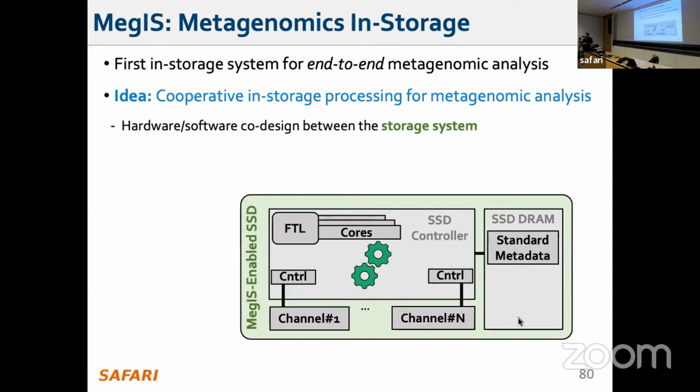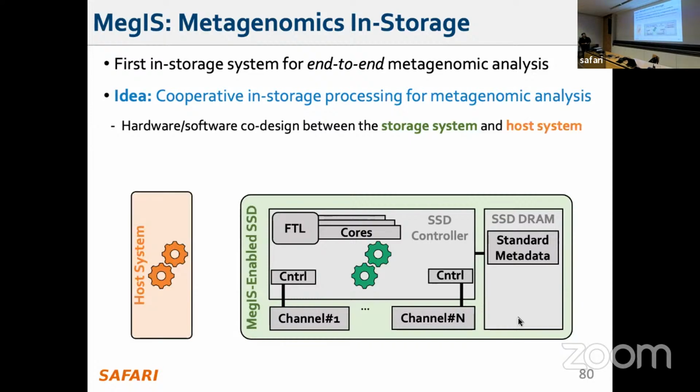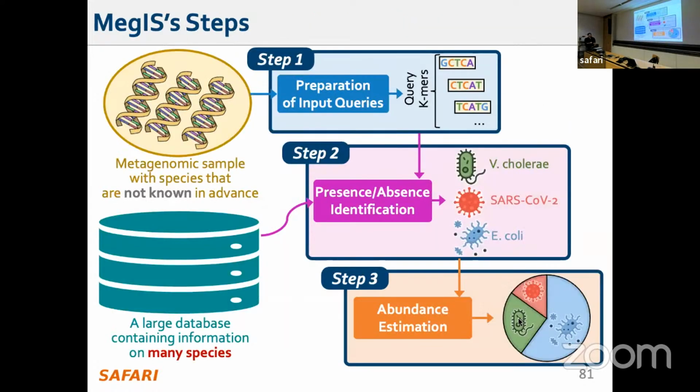So the idea is: can we leverage the SSDs again so that we can do some of the computations needed for metagenomics analysis within the storage system, rather than sending the data to the accelerators or to the CPU? These are the steps. As you remember, we start with the k-mers from the read, and then you try to match these k-mers by querying a large database that contains information on many species. Then you do some computations to identify whether this read belongs to any of these reference genomes, and if so, what is the ratio of the organisms in your sample.